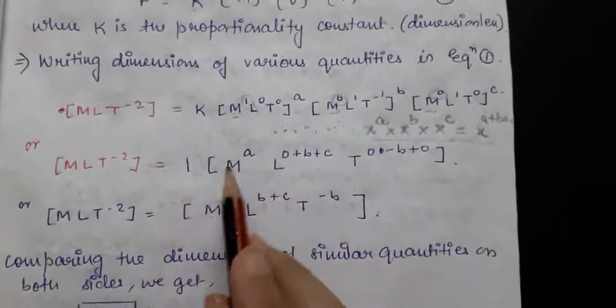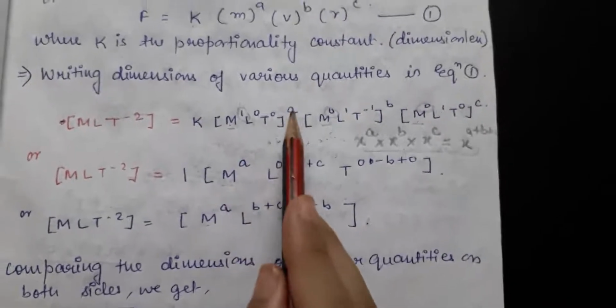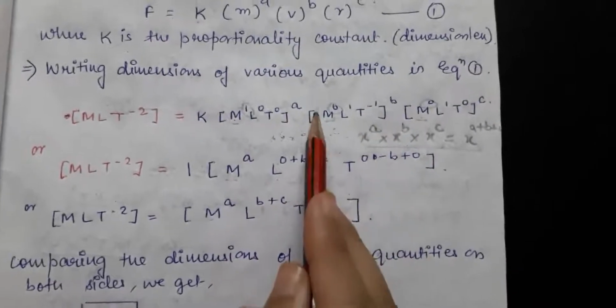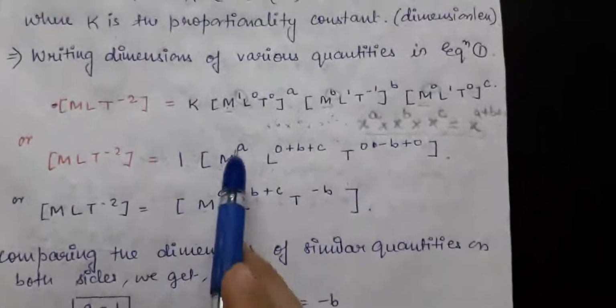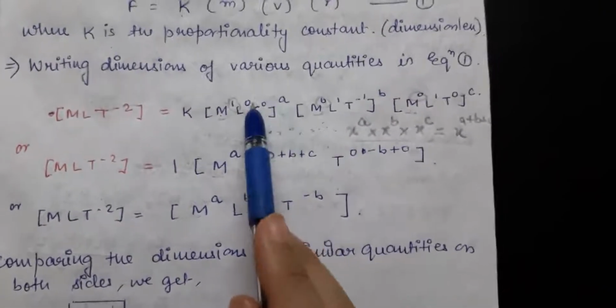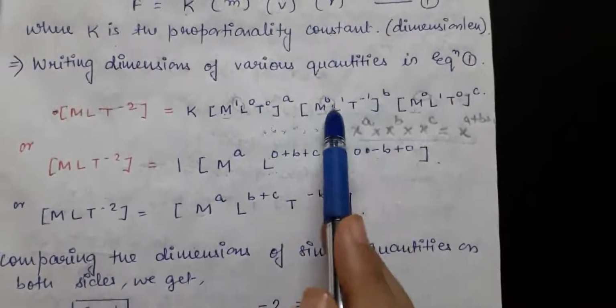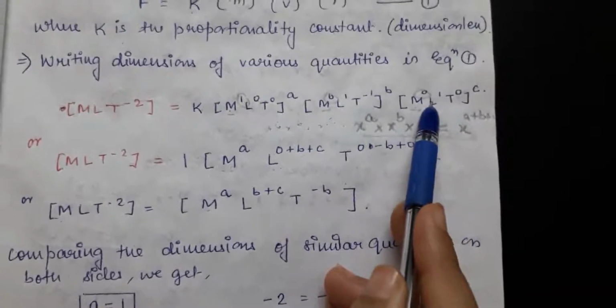So here finally what can I write? I can write M to the whole power A, because if you multiply A with 1 you get A, but if you multiply B with 0 and C with 0 you get 0 in the last. So directly I am writing A here. In the same way for L, A is multiplied with 0, so we get 0 power. B is multiplied with 1, so we get B, and C is again multiplied with 1, so we get C.